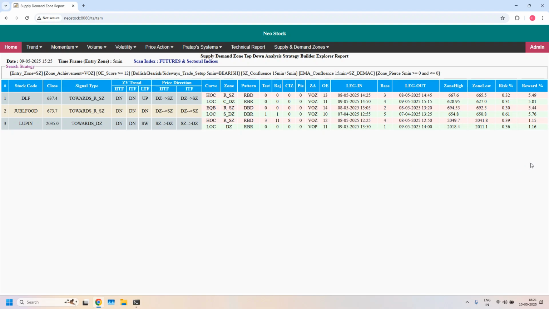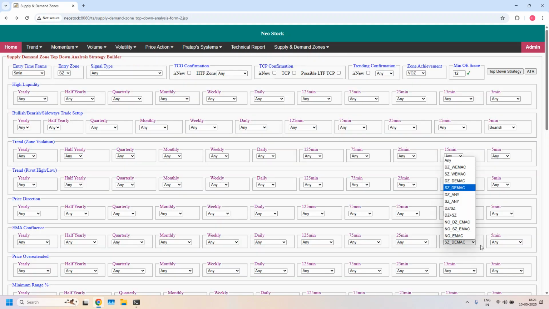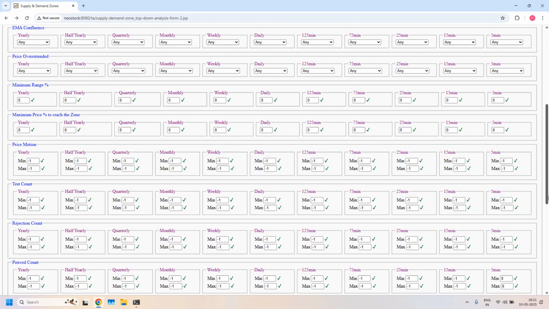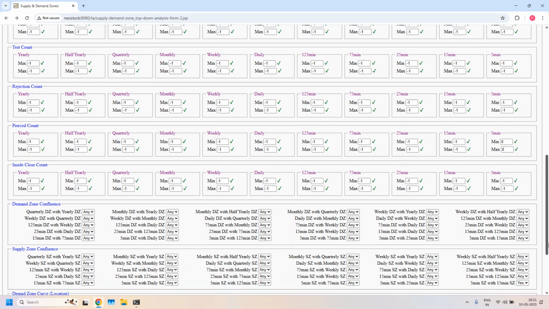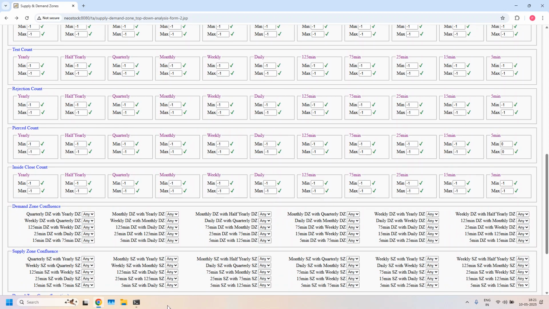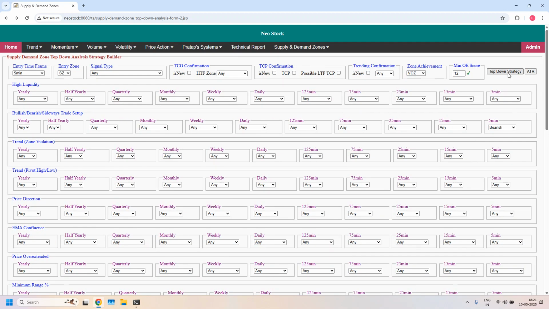Okay, next we will filter based on LTF, ITF and even HTF supply zone confluence. I am removing the ITF EMA filter. In the supply zone confluence, 3 filters we have to set. First filter is already enabled. Next, 5 minute supply zone with 75 minute supply zone confluence, 15 minutes and 75 minute supply zone confluence, with all the 3 filters, LTF, ITF, HTF supply zone confluence.